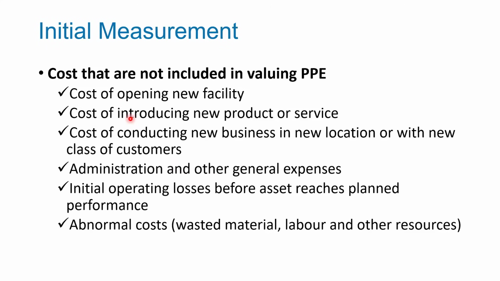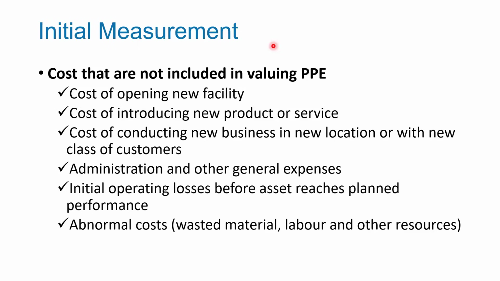Good. So you are supposed to know all those codes that shouldn't be included in valuing an item of PPE. Madam, what if the labor cost is directly attributed? What I'm saying is that if any of them is wasted, insofar as it's wasted, you can't include it. That's what the standard is saying. You have to calculate that portion and then deduct it.